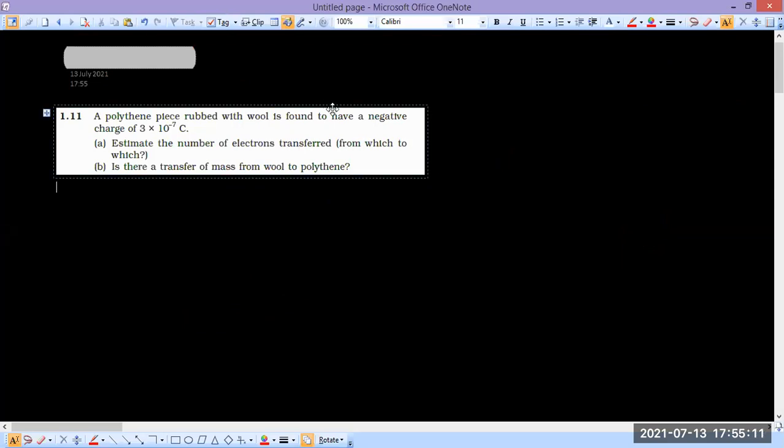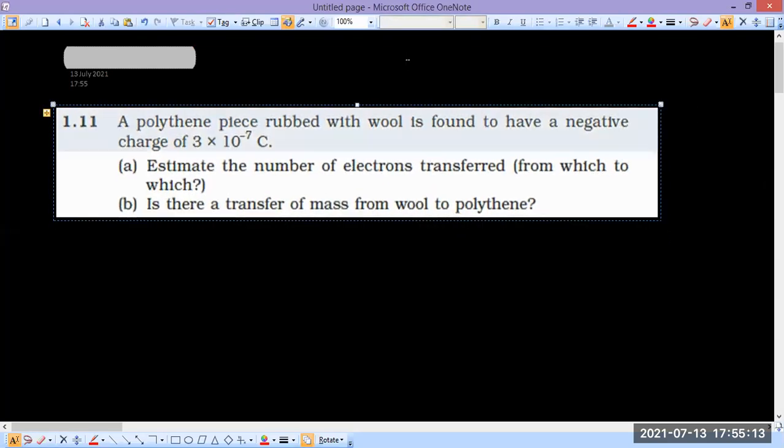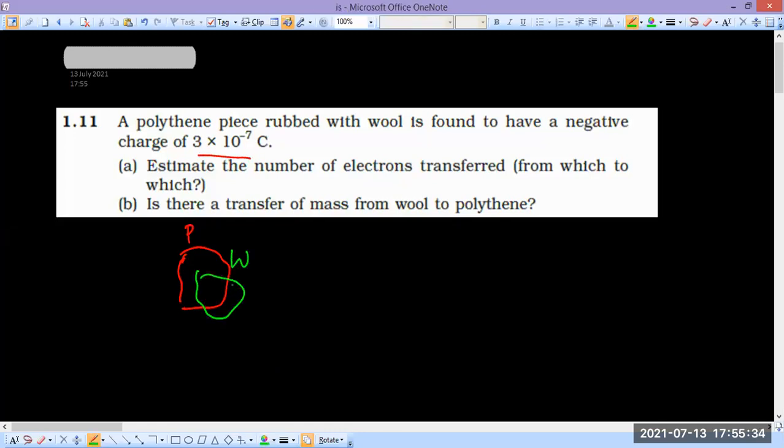From the exercise: a polythene piece rubbed with wool is found to have a negative charge of this much. So what are we doing? We are taking a piece of plastic, polythene, and we rub it with wool. Wool is also a kind of cloth, right? So these two are rubbed with each other.